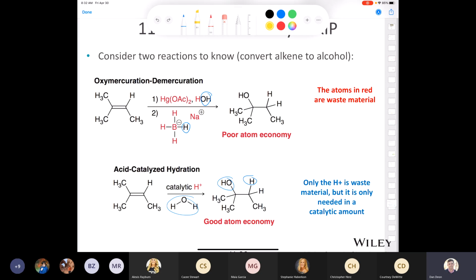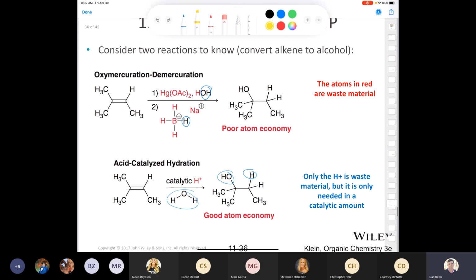Now, if you want to Google atom economy, you can see that there's an actual formula that you can use to calculate atom economy as a percentage. I'm not going to go into that, but hopefully you get the idea that some reactions are a lot nastier for the environment than others. And if you're thinking, well, come on, Mr. Dion, if I'm in the lab and I just want to do this on 30 milligrams, really? Is it that big a deal?